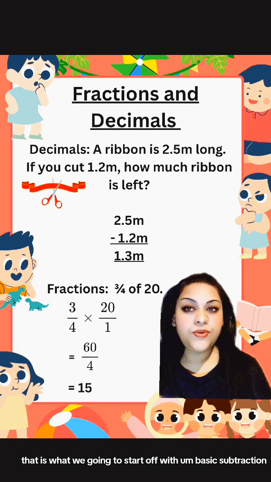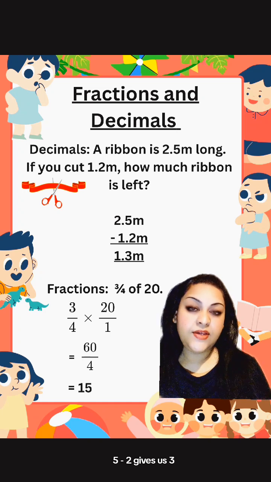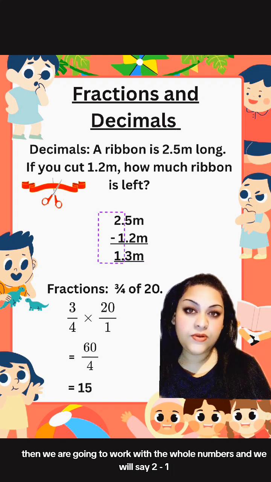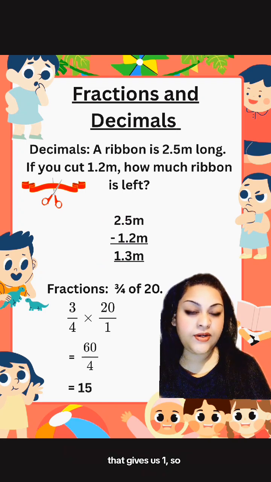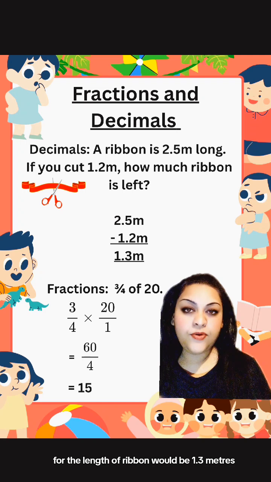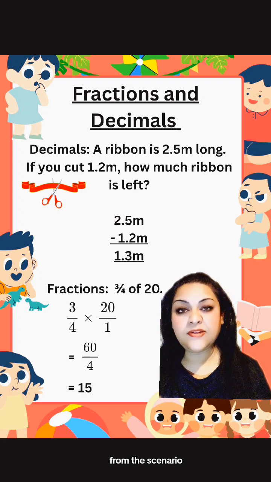Basic subtraction, we are going to take the 5 minus 2, which is the place value numbers. 5 minus 2 gives us 3. The decimal point will stay in place, so it's 0.3 at the moment. Then we are going to work with the whole numbers, and we will say 2 minus 1, that gives us 1. So we can see that the answer we have left over for the length of ribbon would be 1.3 meters after we've done this subtraction from the scenario.